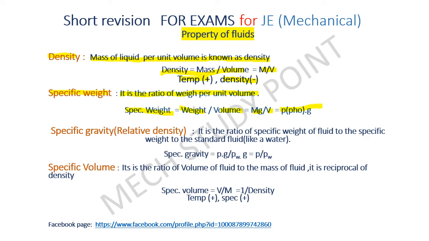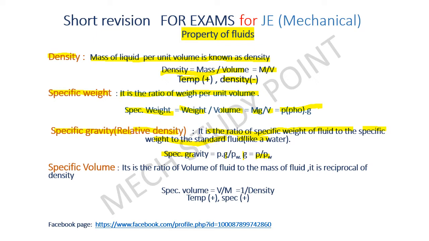And next, specific gravity. It is also known as the relative density. It is the ratio of the specific weight of a liquid to the specific weight of a standard fluid like water. Here g cancels, so finally specific gravity is equal to the density of a liquid to the density of the standard fluid.